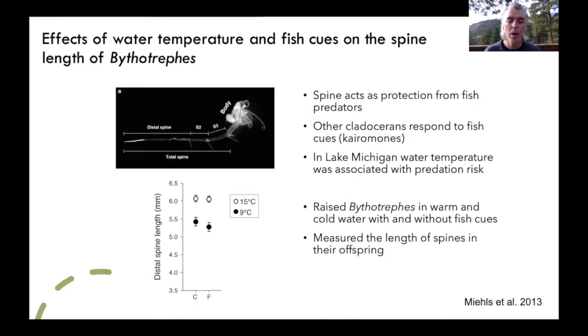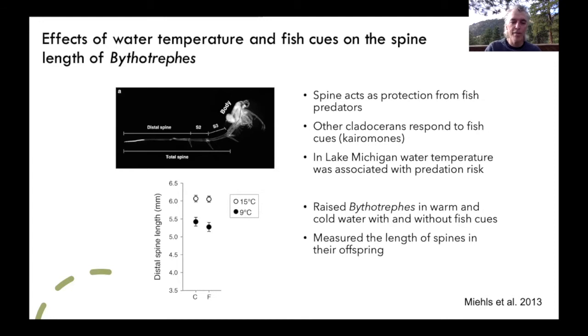As an example of this two-way ANOVA, a PhD student of mine, Andrea Meals, tested the influence of fish pheromones and water temperature on the tail spine length of these invasive spiny water fleas. Now, other cladocerans like Daphnia had been shown to respond to fish cues or chemicals of fish in the water called pheromones. And in Lake Michigan, water temperature was associated with increased predation risk. And so Andrea hypothesized that both pheromones and water temperature might influence the length of this protective tail spine. So Andrea raised Bythotrephes in warm and cold water, either with or without fish cues in this factorial way, and then measured the length of the spines in their offspring.